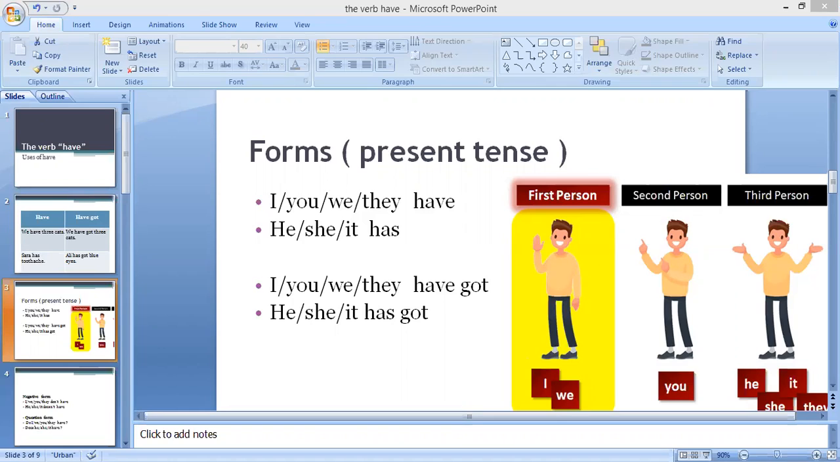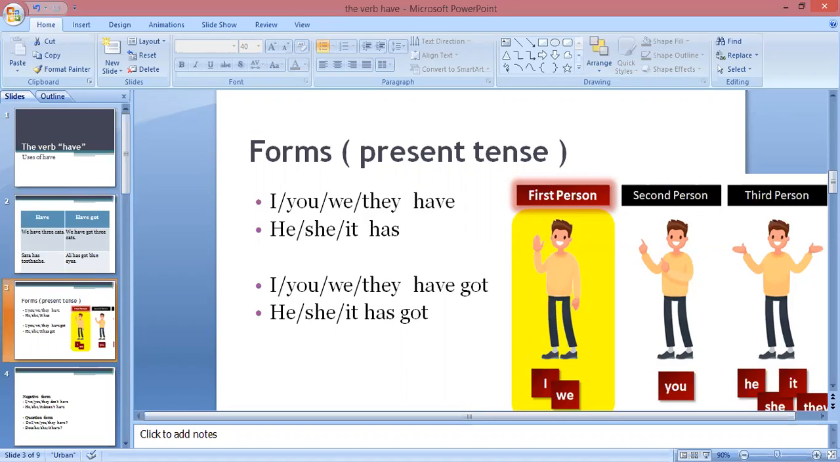So if my sentence starts with I, you, we, they, I will put have. If the subject of my sentence is he, she, it, I will put has. In the same way, with have got, for I, you, we, they, I will put have got. Or with he, she, it, I will put has got.